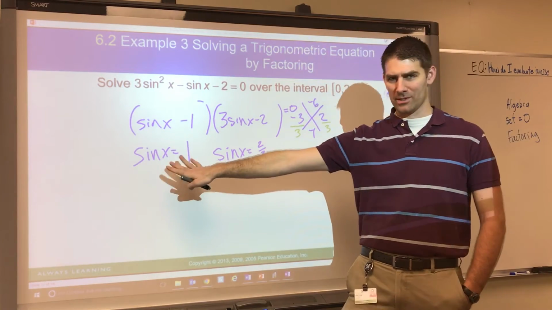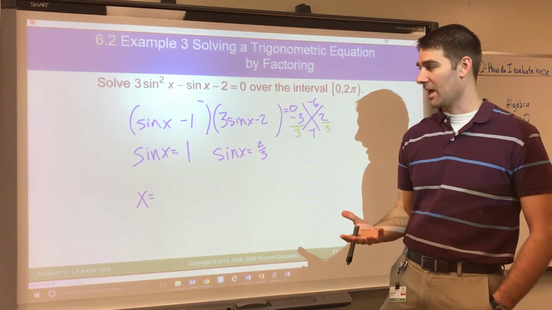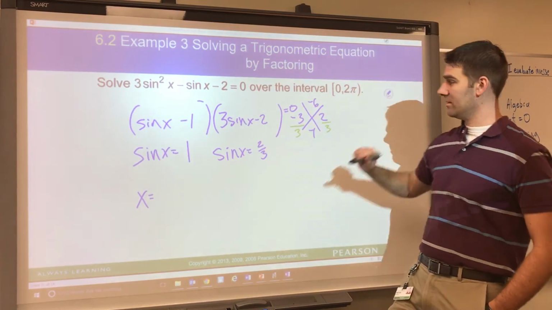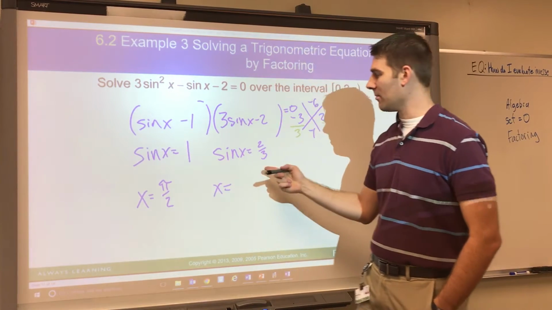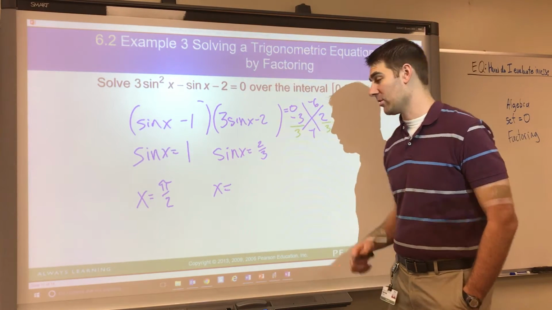This is no problem. This is on your unit circle. So you can go to your unit circle, you can look for where sine is equal to 1, which happens to be, in radians, pi/2. Correct. This is a bit of a problem. This is not on your unit circle. So we have to go to our calculator.